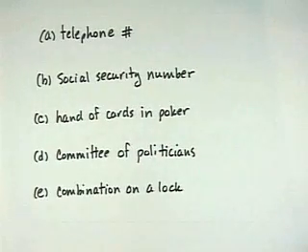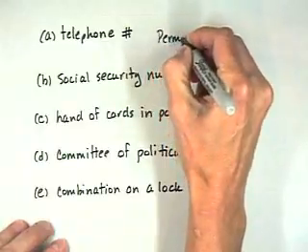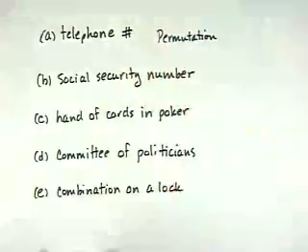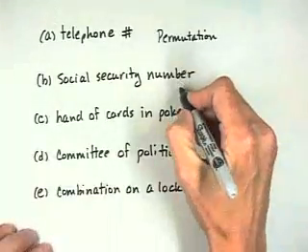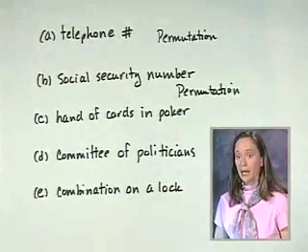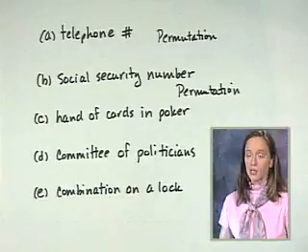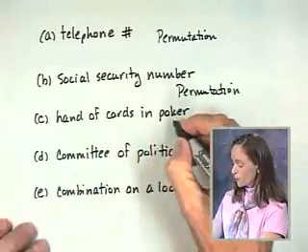A telephone number. Now, in a permutation, the order that things are arranged matters. A telephone number is a permutation. 345 is different than 435. In a social security number, the same situation occurs. In a permutation, the order of objects represents different elements. So a social security number is a permutation also. But a hand of cards in poker, if you have 4 aces, you have 4 aces. It doesn't matter in what order they are. A hand of cards in poker is a combination.